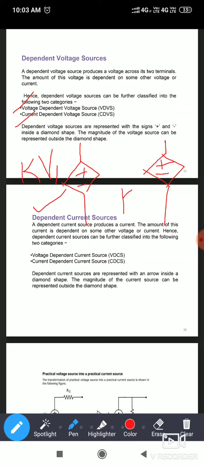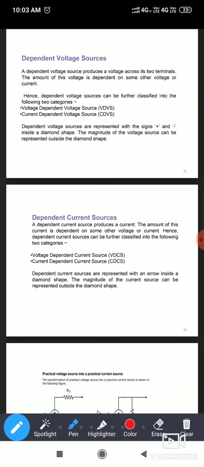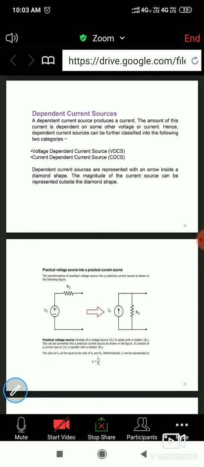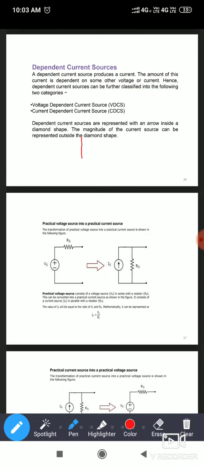Similarly, if it is K into I1, the value of this voltage source depends on the current. So this symbol is the second, known as current dependent voltage source, because its value depends on current. What did the first one's value depend on? Voltage. Okay, now next one, dependent current sources. I will draw the first one and this is the second one.